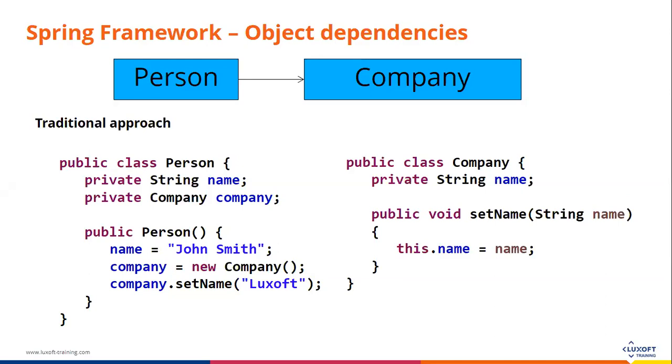Once we have created the person, and you see here the public constructor of the person class, we also have to create the company that that person is working for. So here at the level of the constructor, we are practically injecting this dependency between the person and the company. Does it work? Yes, it works, but there may be some issues.